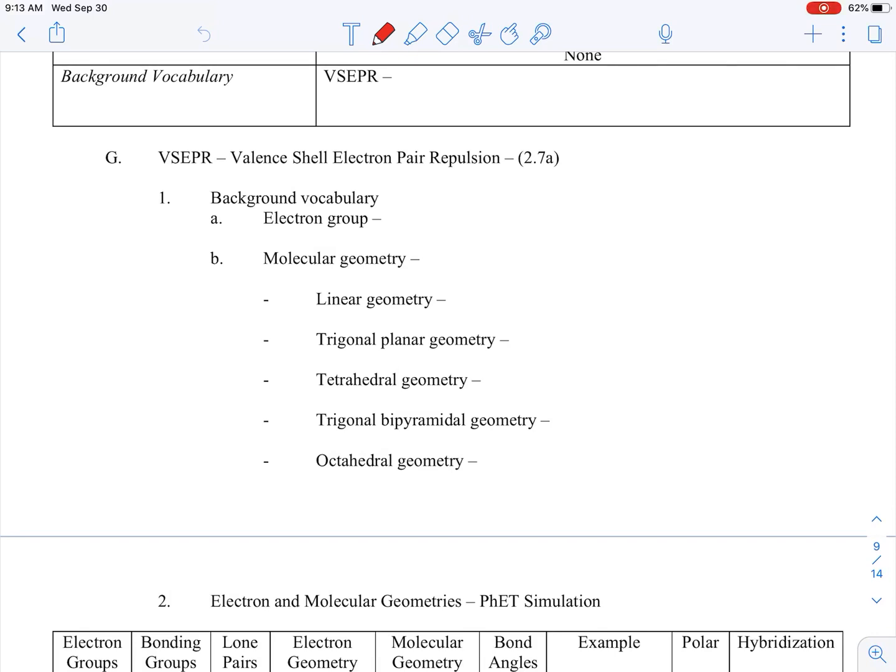So today we're going to quickly talk about VSEPR. We're just going to define these words here, and then I'm going to send you to a PhET simulation, and I'll tell you how to get there in just a couple seconds. So let's start with VSEPR.